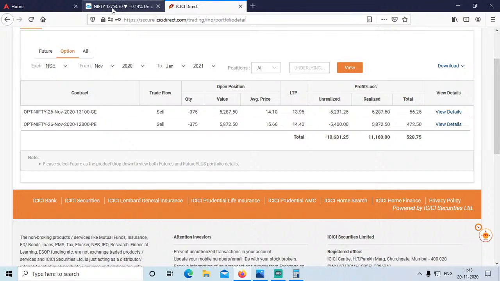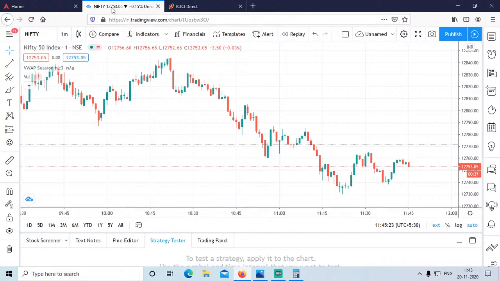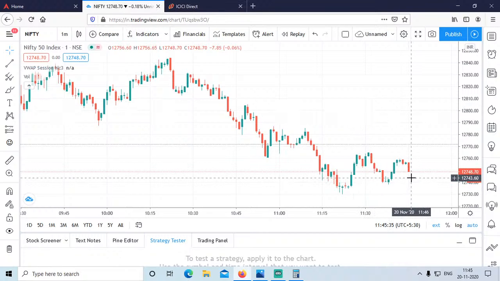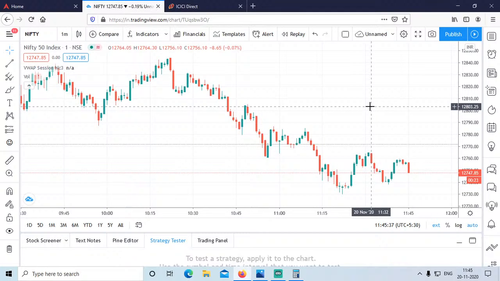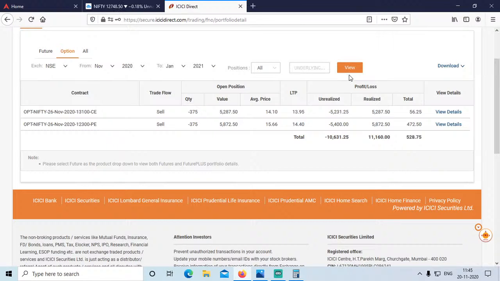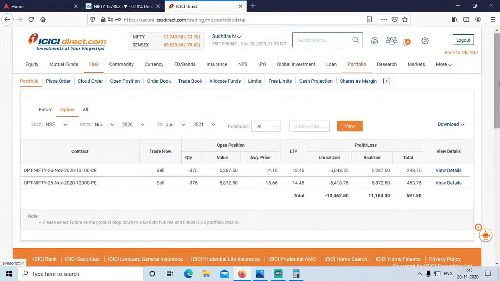Let's check the Nifty. See, Nifty is also not moving anywhere else. 12,750. Now the time is 11:45. Oh, sudden crash. But it's not a very big crash, but sudden crash. So now if you refresh it over here, you will see a huge jump.